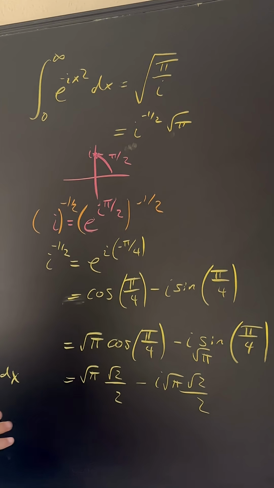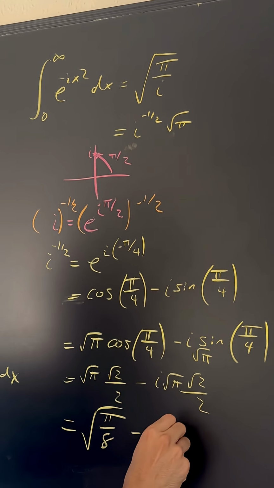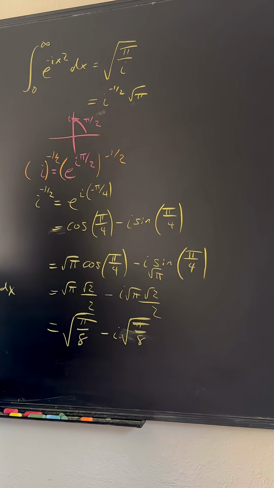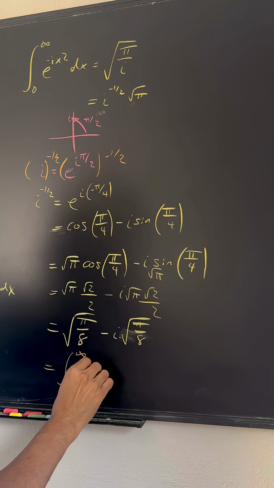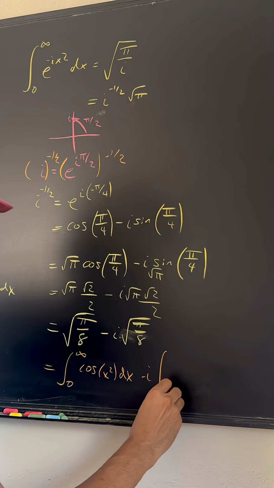This is our answer, but I'm gonna rewrite it so everything is underneath the square root. And keep in mind that this whole time we were actually finding these particular integrals. So that tells us that both Fresnel integrals are equal to the square root of pi over 8. That's pretty cool.